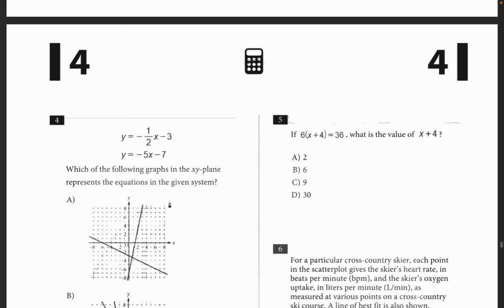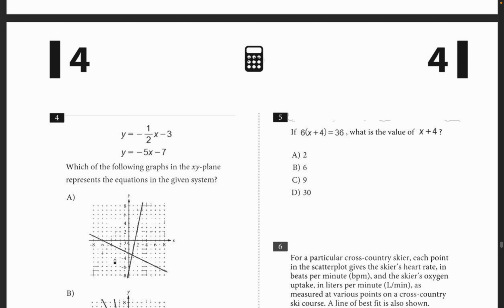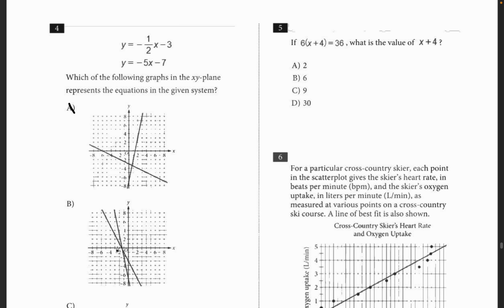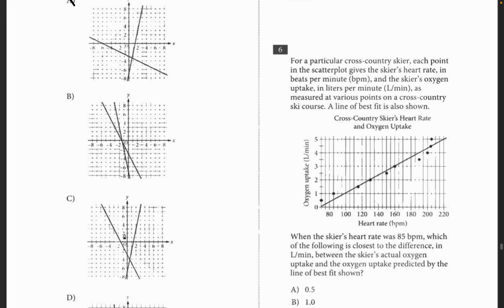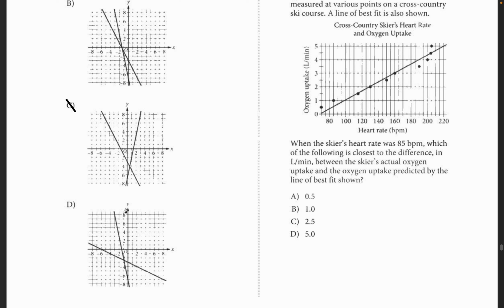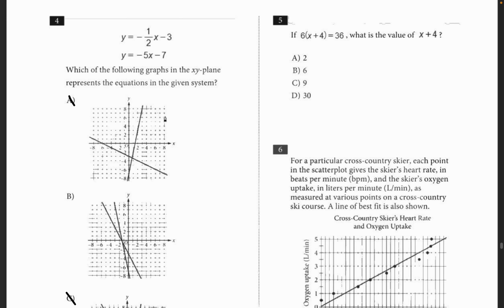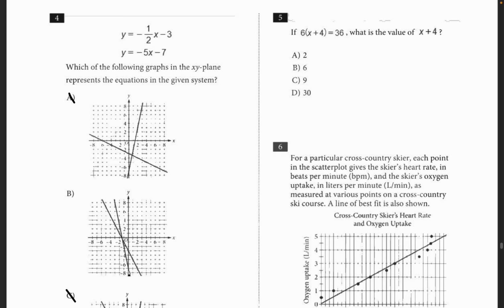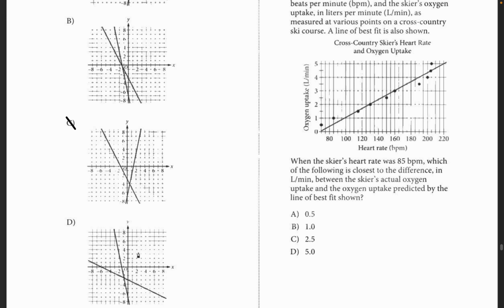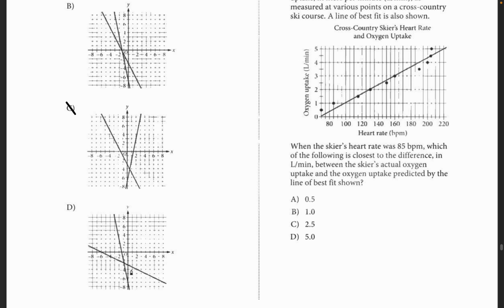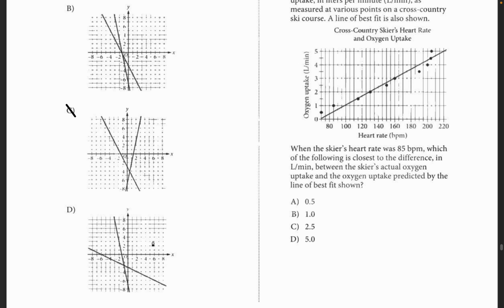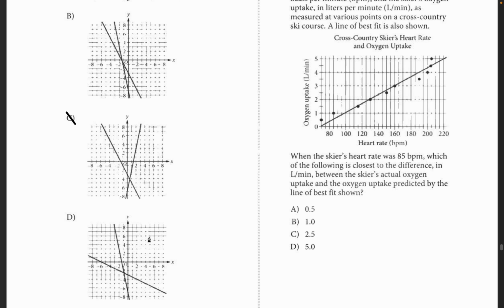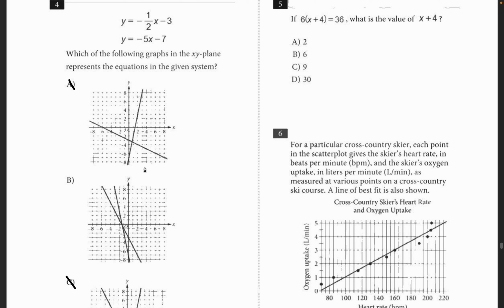Number 4. Which of the following graphs in the xy plane represents the equations in the given system? Well, we have 2 negative slopes, so this one's positive, this one's wrong. This is positive, this is wrong. Okay, so we have a y-intercept at -3 for one of the lines. Then we have a y-intercept at 7. Maybe B looks good.